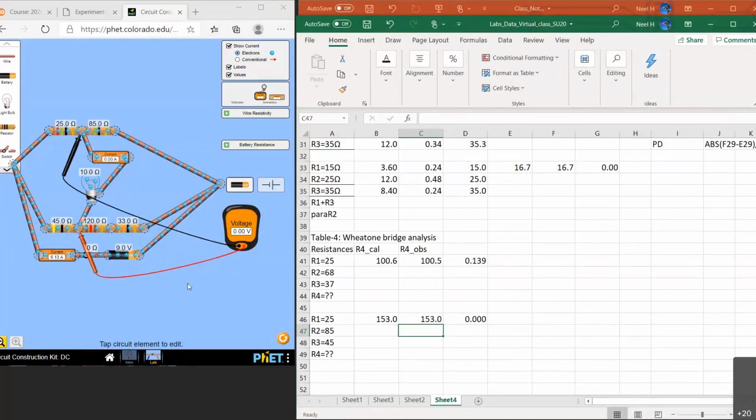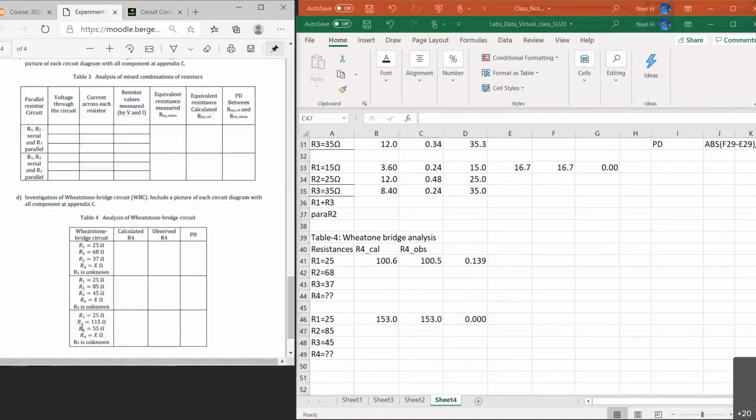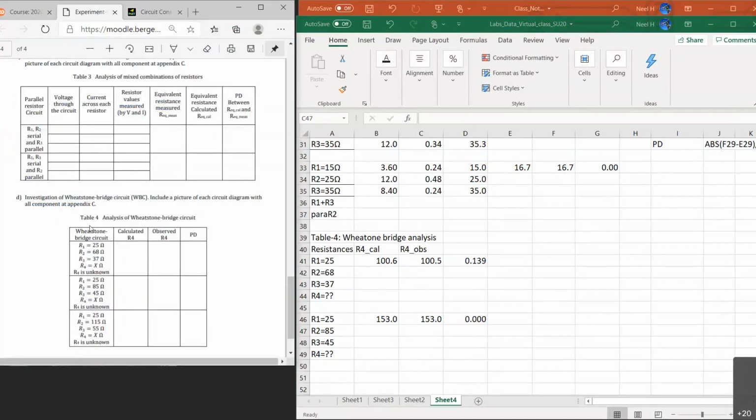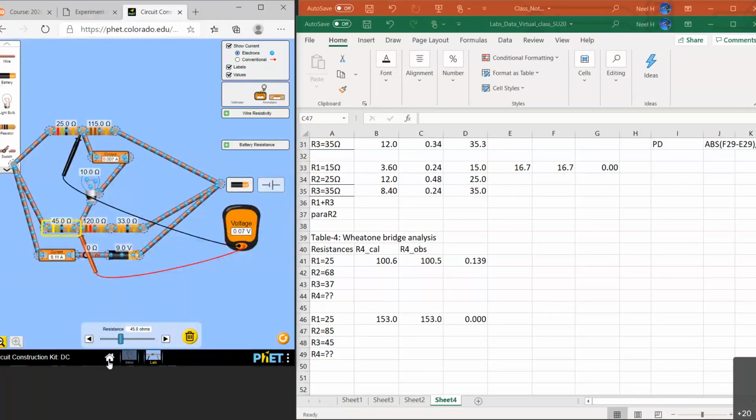And for the last case, the resistance values are now different: 25, 115, 55. The first one we keep the same, 25. The second one should now be 115, and the third one should now be 55.